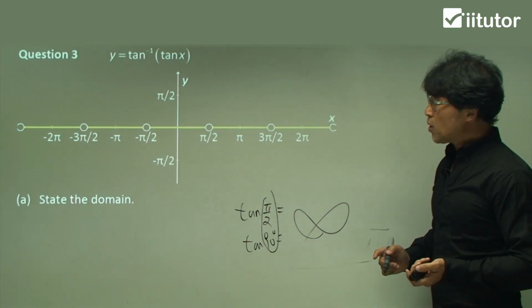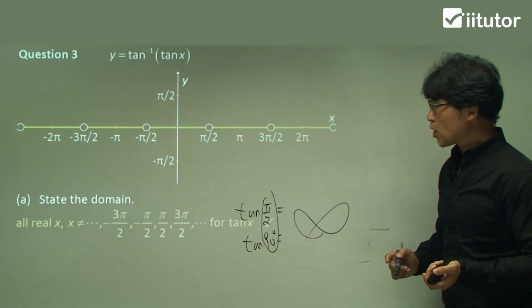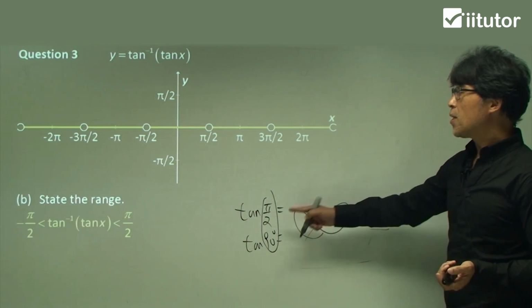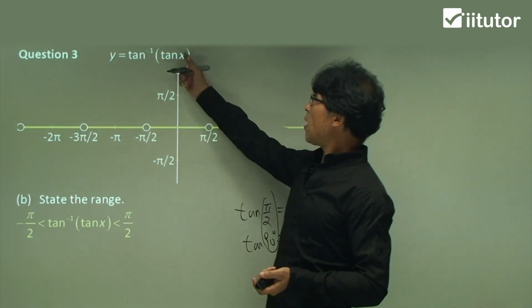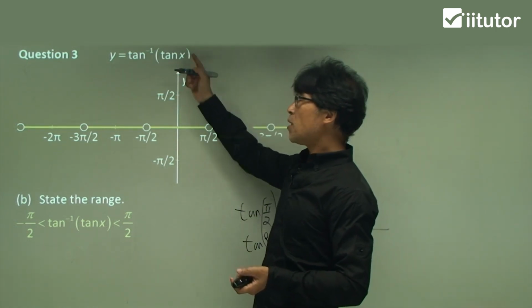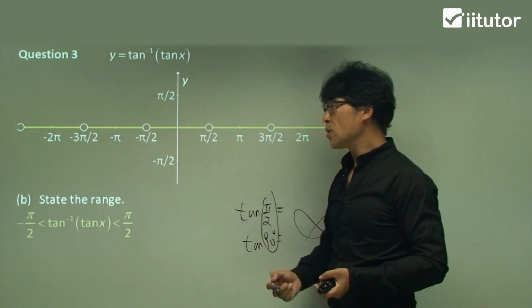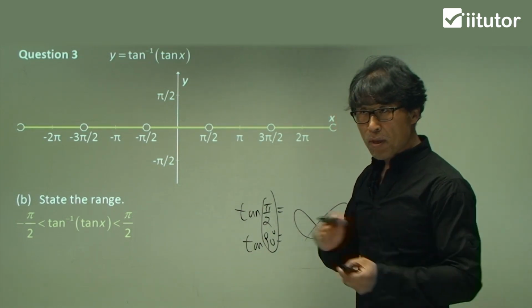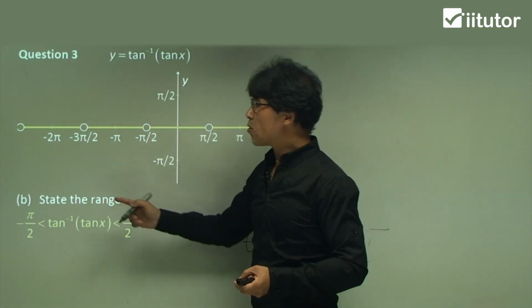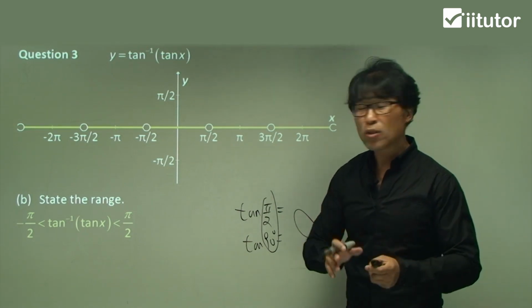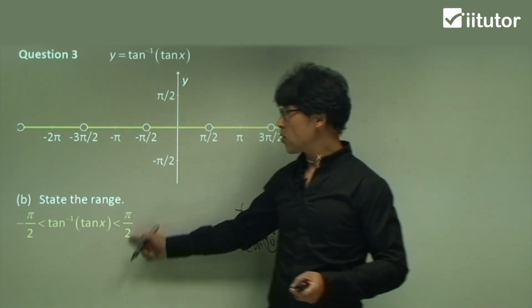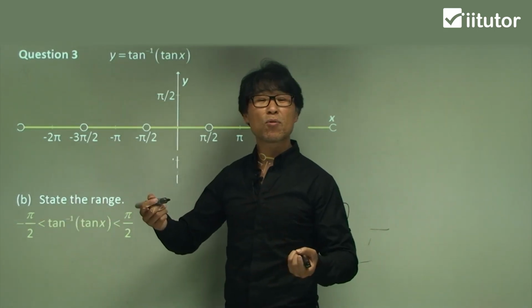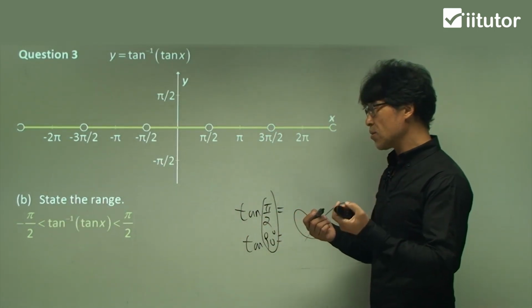Now the next one is to find out the range. We just sketched that. Next, state the range. Well, every value can go in here, so it's approximately everything. Therefore, we have to follow the natural range of the inverse tan. Why is the range of the inverse tan between pi on 2 and minus pi on 2? We covered that already, so please refer to that video.